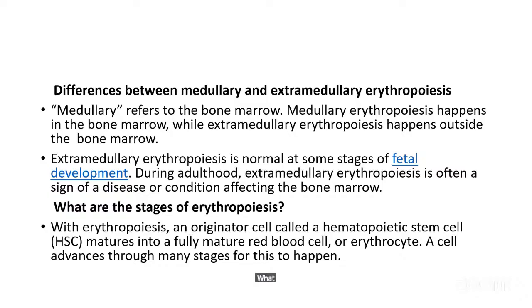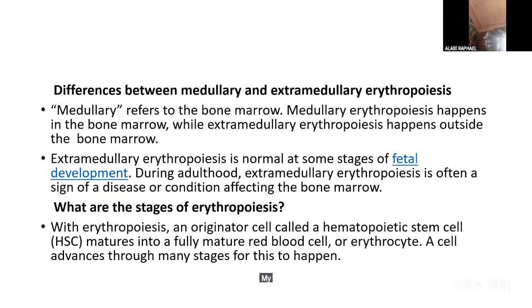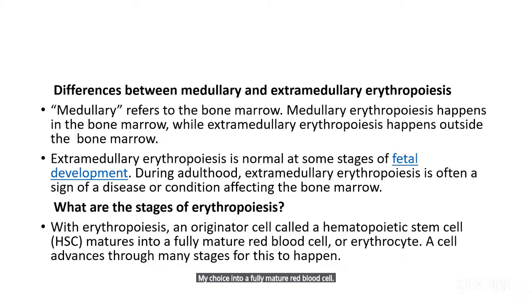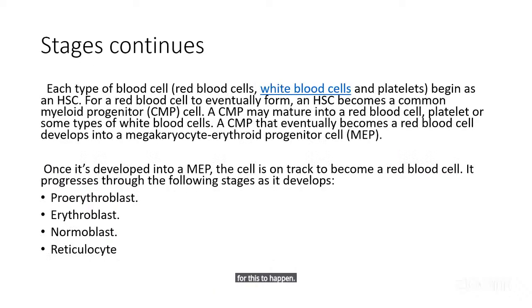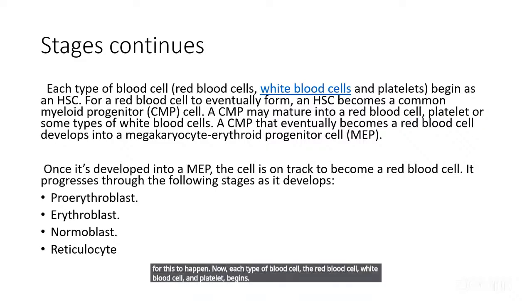What are the stages of erythropoiesis? With erythropoiesis, an originator cell called a hematopoietic stem cell, which we refer to as HSC, matures into a fully mature red blood cell, or erythrocyte. A cell advances through many stages for this to happen. Each type of blood cell, the red blood cell, white blood cell, and platelet, begins as an HSC.